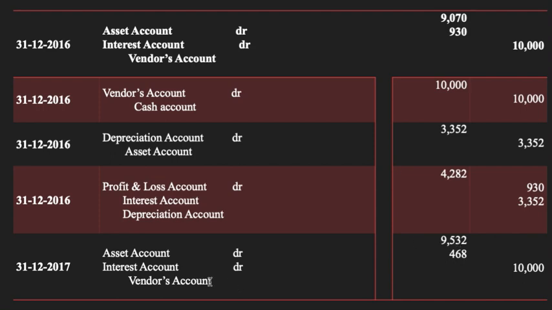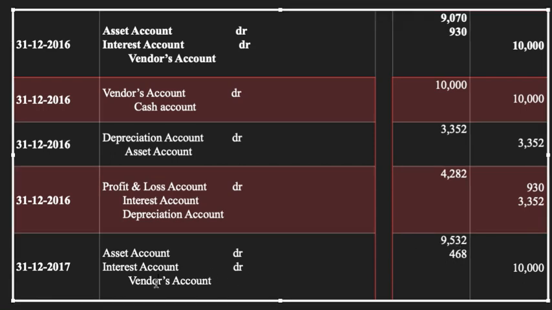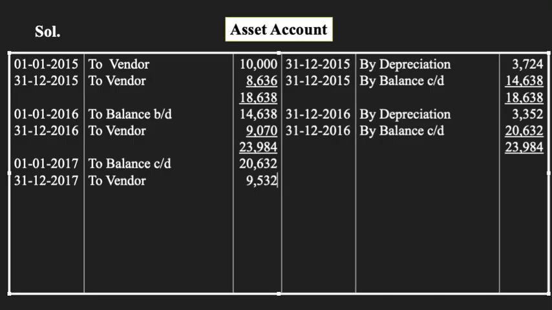So we are going to take the same amount, that is to vendor how much? 9,532 in the asset account. So we have taken here on 31st/12/2017 to vendor 9,532. Now we have to take the depreciation for the same year, that is 2017.